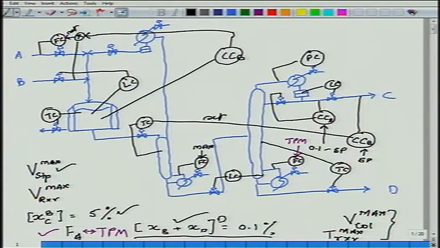Pressure control, what else? Well, yeah, this sets the pressure here, the pressure in the stripper is set by the amount of condensation that you have. This would be level control. Yeah, the only thing that remains uncontrolled is this one. You see, this one is remaining uncontrolled.